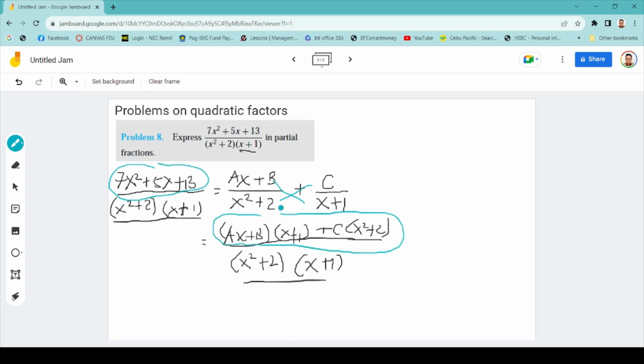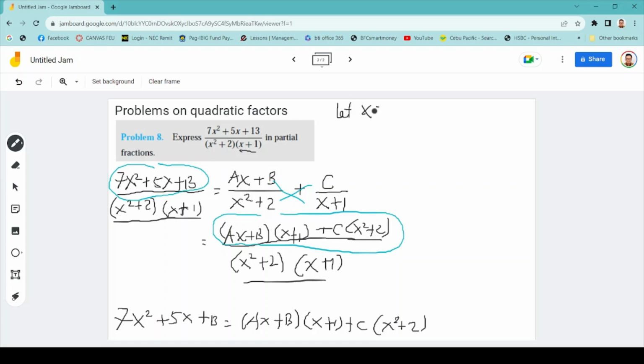From here we can rewrite, just copy it: 7x squared plus 5x plus 13 equals ax plus b, multiplied by x plus 1, plus c times x squared plus 2. Actually, we can eliminate the value. This one will become 0, and we can compute for c. That is when we let x equal negative 1.